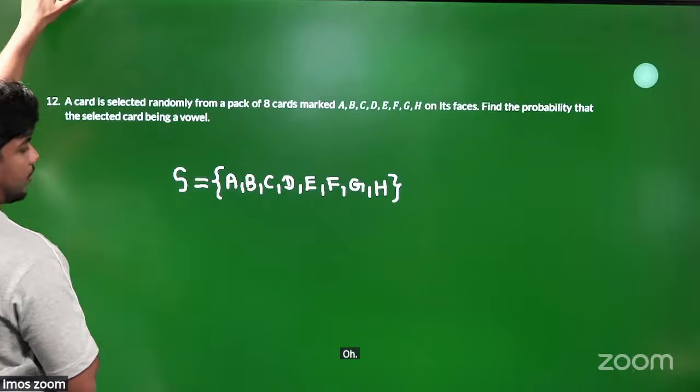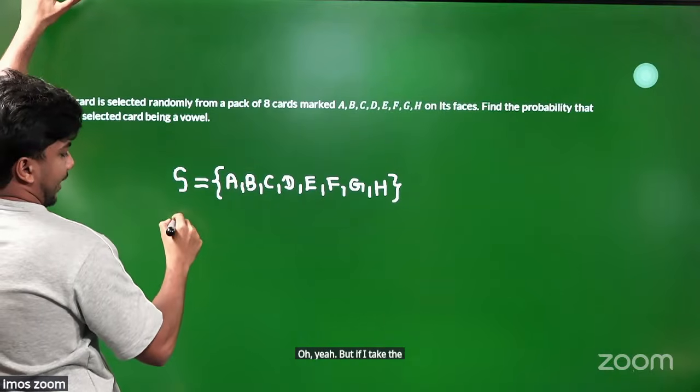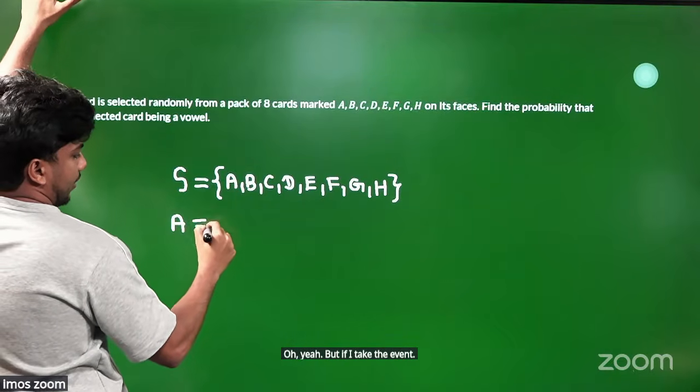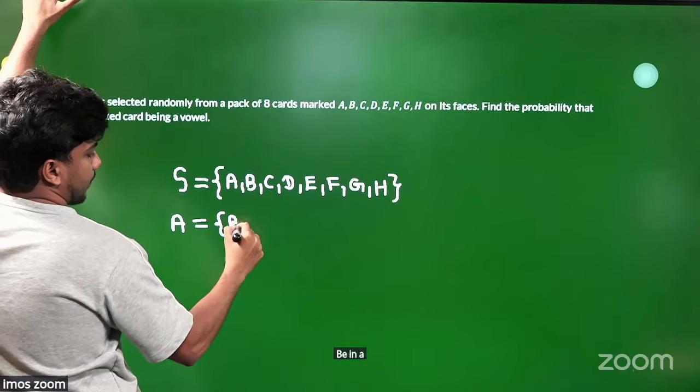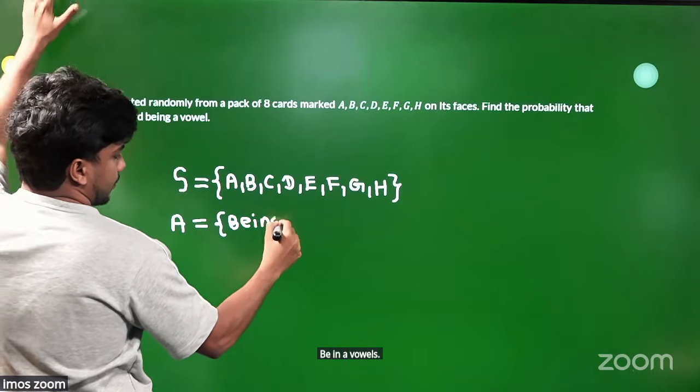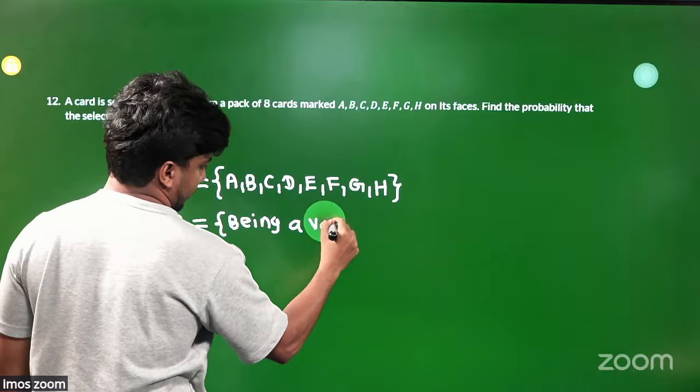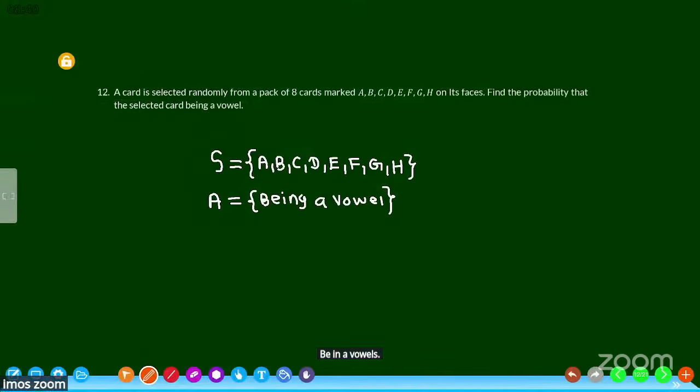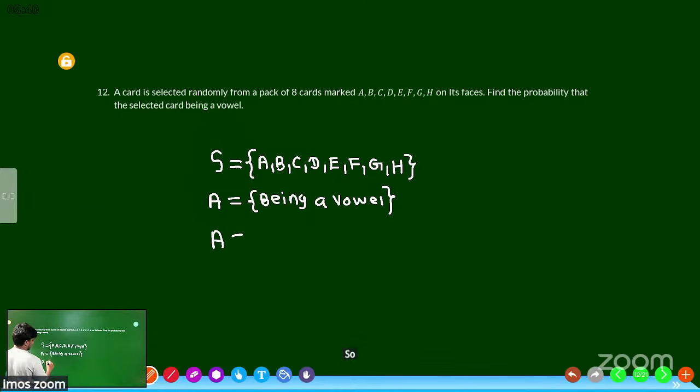Okay. But if I take the event A, be a vowel, what are the elements of A? The card being a vowel. The vowels are A, E, I, O, U. Here, A and E are there. Right. So what is the probability of the event A?